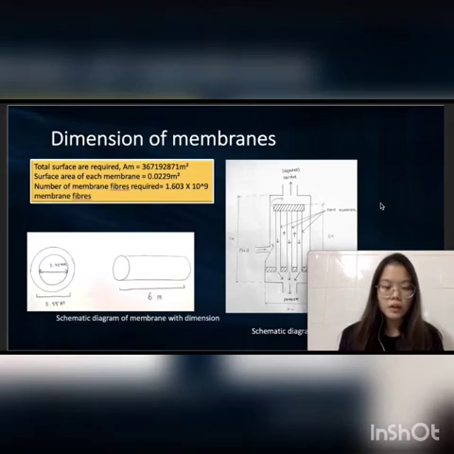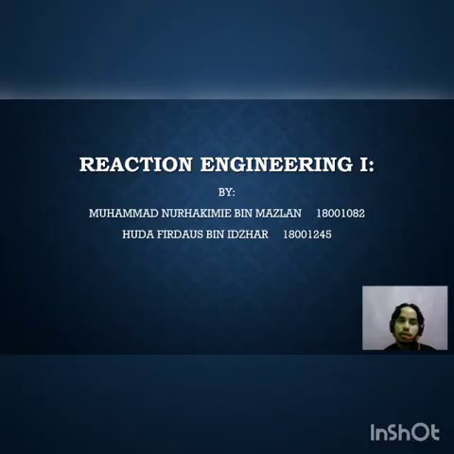For our hollow fiber membranes, the feed will flow into the hollow fiber membrane, the rejected residue will flow out, and the permeate will flow down. Now, I will explain the content from the reaction engineering 1 course part.